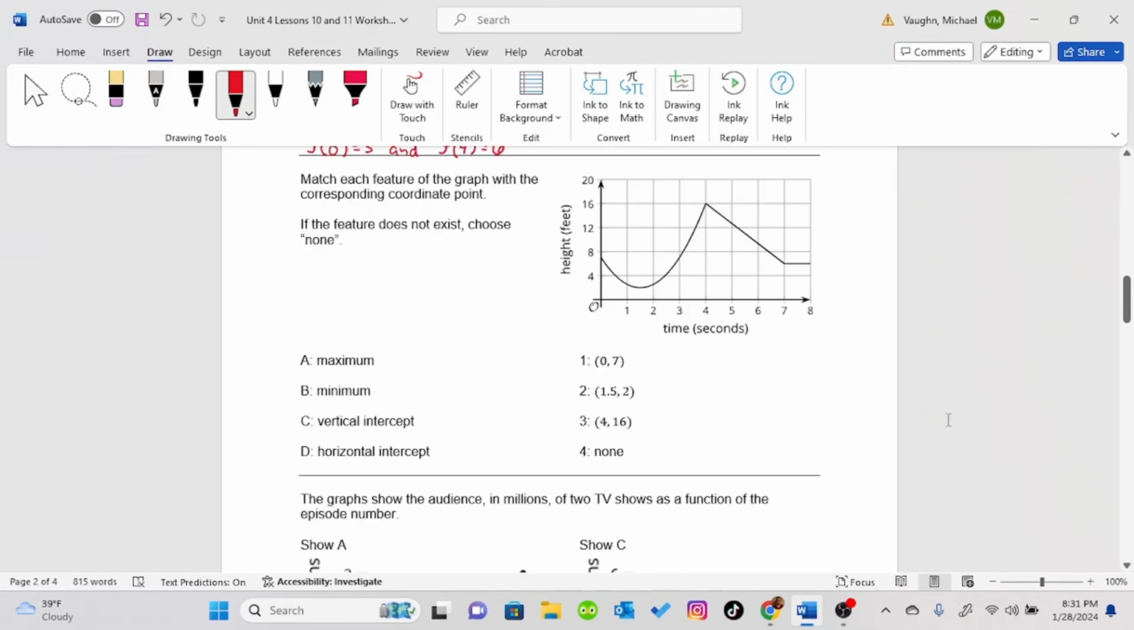Match each feature of the graph with the corresponding coordinate point. If the feature does not exist, choose none. A wants us to find the maximum. The maximum is the highest point on the graph in reference to the y value. That would be this point on the graph, and our coordinates there are 4, 16. So A matches with 3.